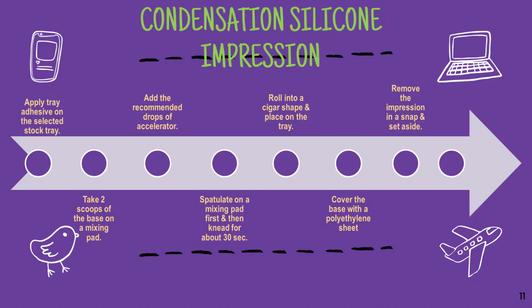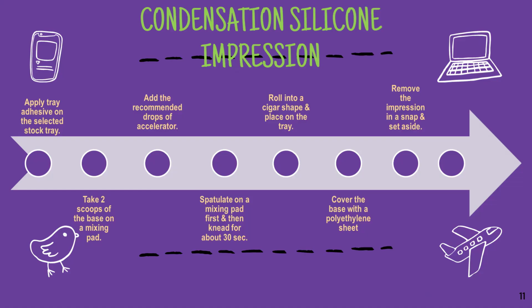Next, we move on to condensation silicone impression material. To begin with, apply tray adhesive on the selected stock tray. Take 2 scoops of the base onto the mixing pad. Add the recommended drops of the accelerator based on the manufacturer's instructions. Spatulate on the mixing pad first and then knead them for about 30 seconds.